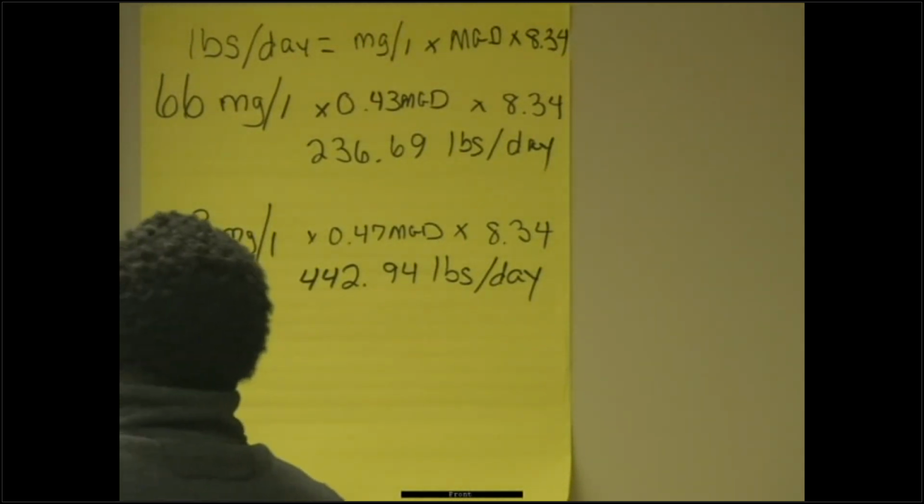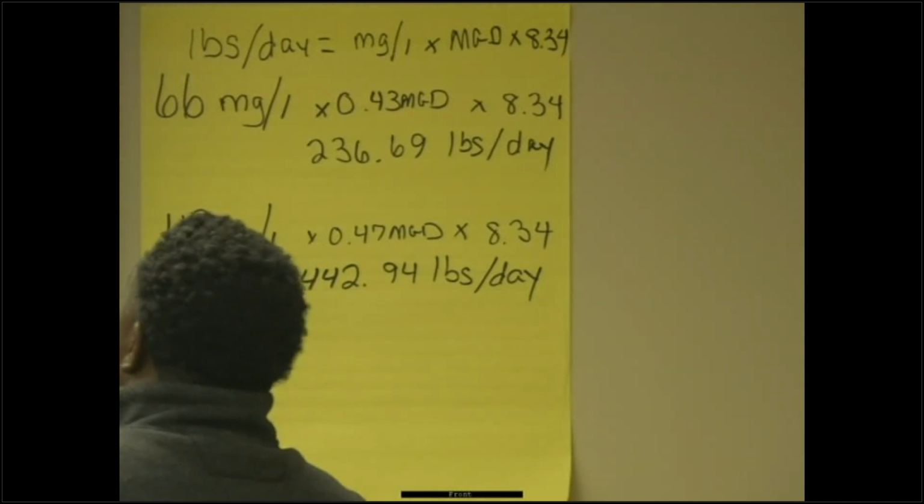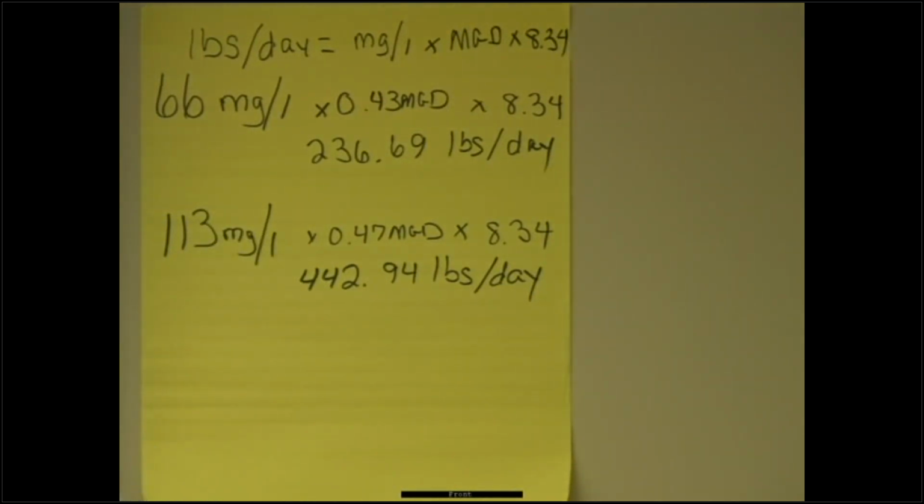So far, our highest concentration is the 113. Our highest loading is the 442, but we're still not sure what information we're going to enter into our DMR until we calculate the final loading, the final influent loading of June.